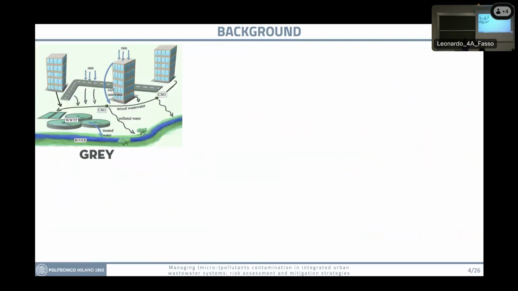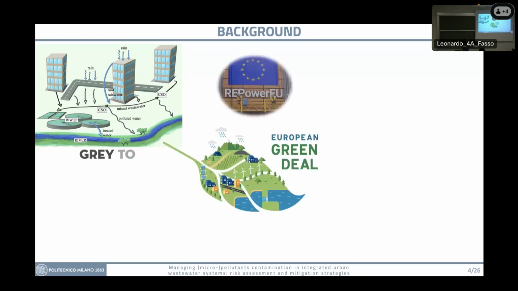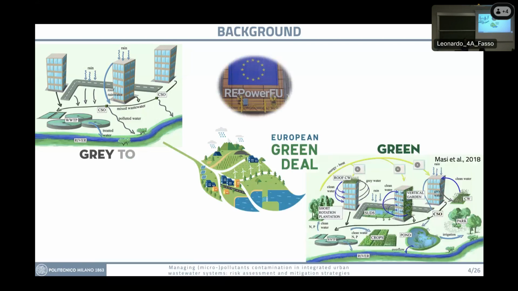Moreover, we can say that this system that I just described to you can be defined as a gray system, which means that typically the infrastructure is made out of pipes that collect all the sewer system. But actually, with these new regulations related to, for example, the Green Deal or the green energy, there is a shift towards green cities, also called water-wise cities, where we have more natural areas inside the city, so we have less gray and more green.